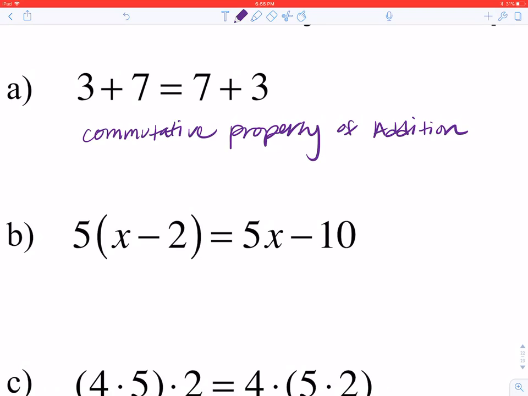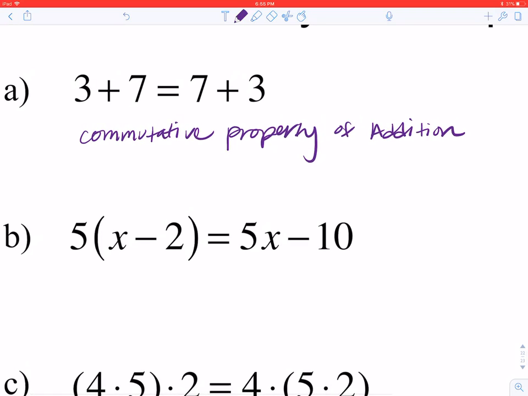Okay. So here, the parentheses are going away from the left-hand side to the right-hand side. So that tells me that we are applying the distributive property. So 5 times x, 5x, and then 5 times -2 would be -10.